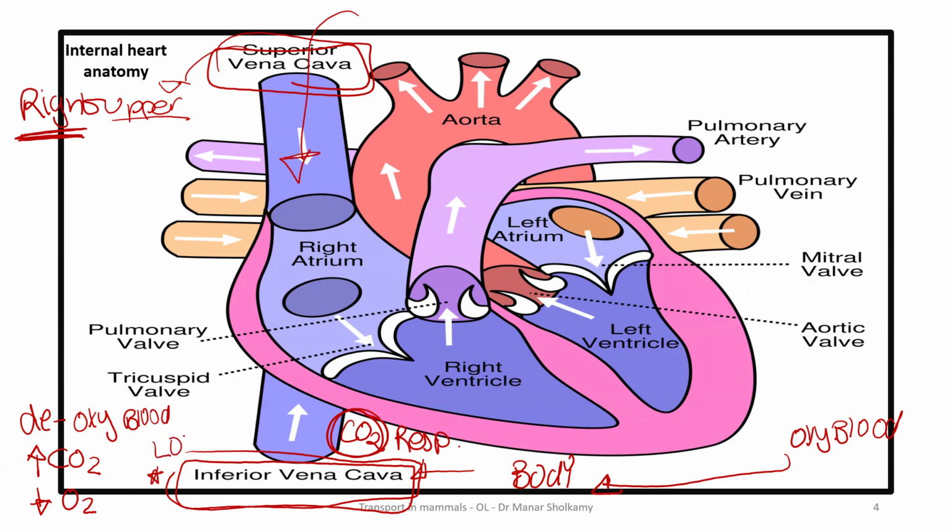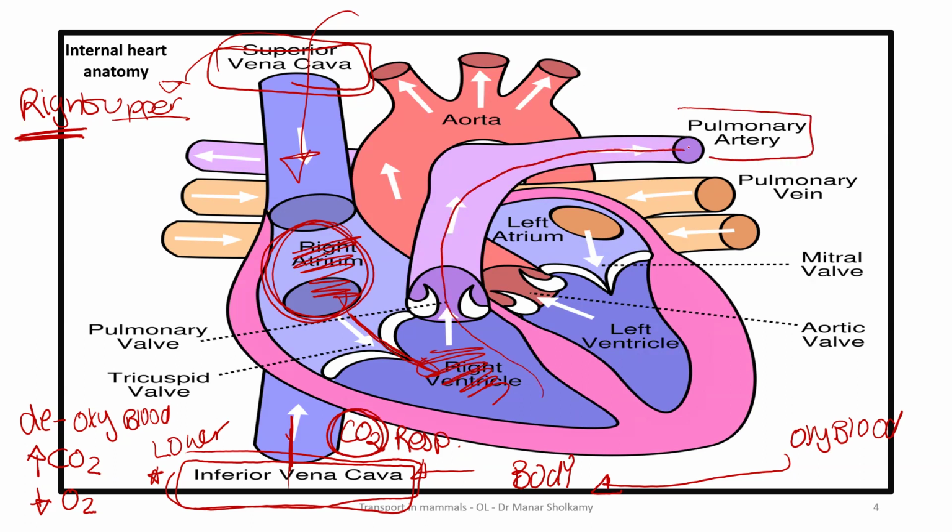From the lower parts of the body, from the legs and the genitals and the lower part of the body. So this deoxygenated blood will arrive from the lower parts of the body, and they will both meet and enter into the right atrium. The right atrium will contract, and this deoxygenated blood will move from the right atrium through the open tricuspid valve into the right ventricle. The right ventricle will contract, and this deoxygenated blood will enter the pulmonary artery.